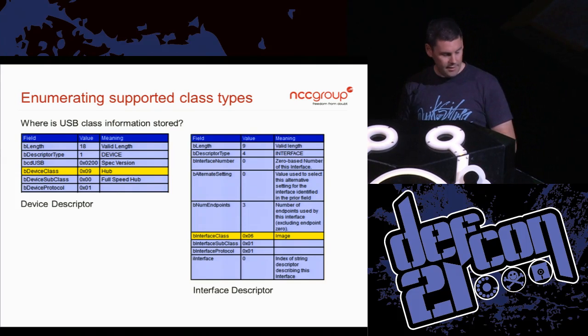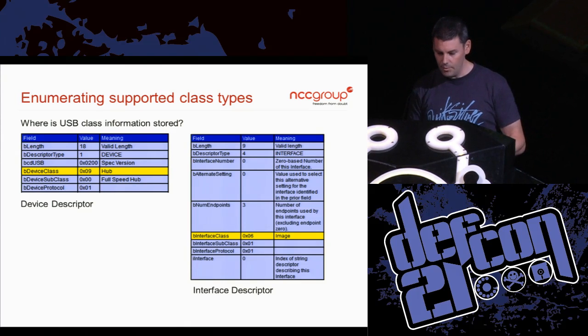So where is the information stored? Well, information about classes is stored within some of these descriptors I mentioned, within the device descriptor, and also within interface descriptors. It's normally in interface descriptors because devices with multiple interfaces might have different classes of interface.